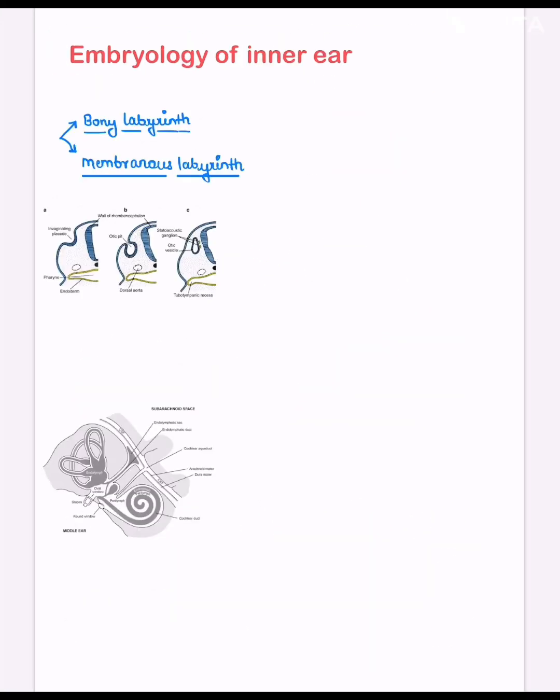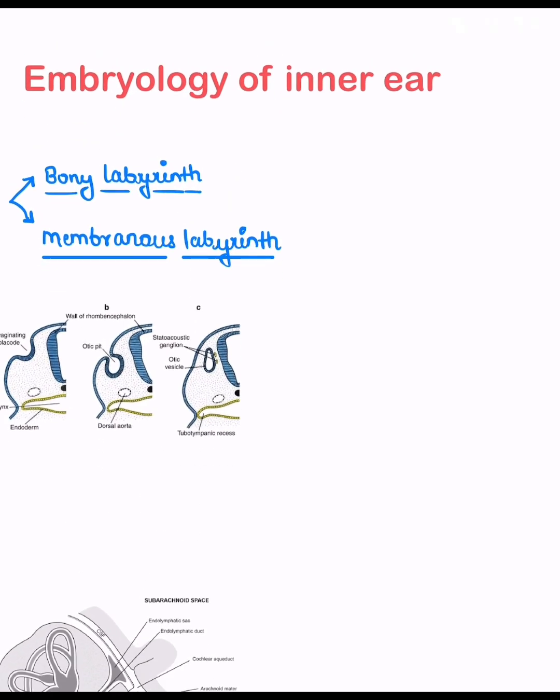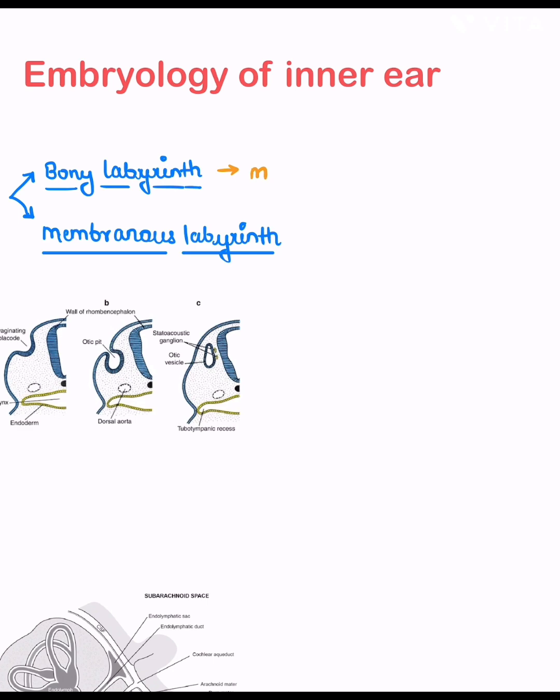Next, we are going to see the embryology of inner ear. The inner ear consists of bony labyrinth and membranous labyrinth. The bony labyrinth is formed by mesoderm by enchondral ossification, while the membranous labyrinth is developed from surface ectoderm.